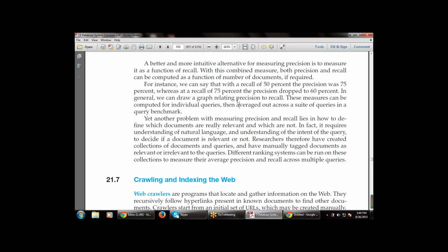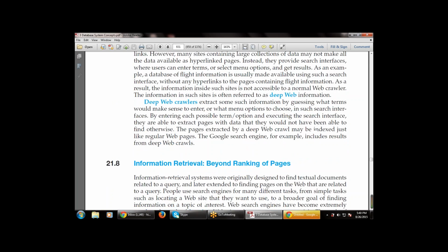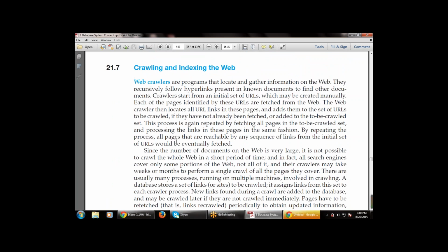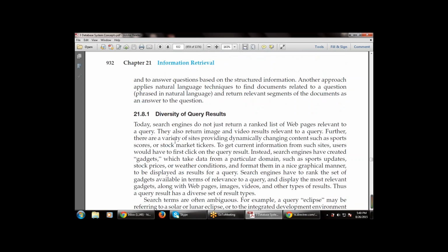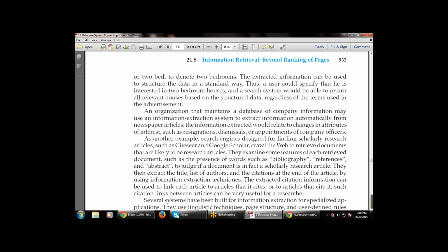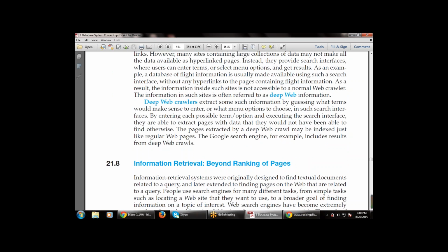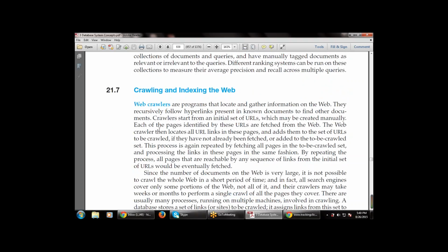Now next is crawling and indexing the web, that is, how to crawl the web and how to index it. This is an important topic, so I will start it tomorrow. Let's stop here. In the next class, I'm taking the next topic, crawling and page ranking: how to use crawls and the various methods for crawling and page ranking.